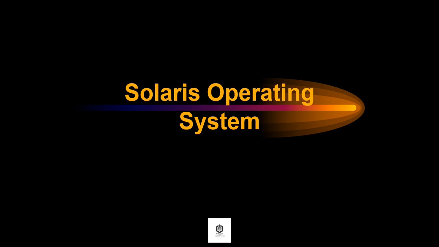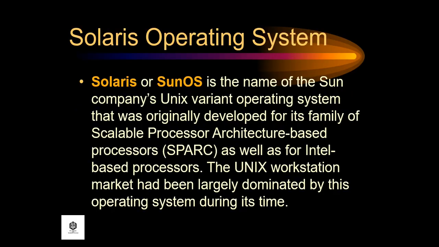Another type of operating system is Solaris. Solaris, or Sun OS, is the name of the Sun company's Unix variant operating system that was originally developed for its family of scalable processor architecture-based processors, or SPARC, as well as for Intel-based processors.